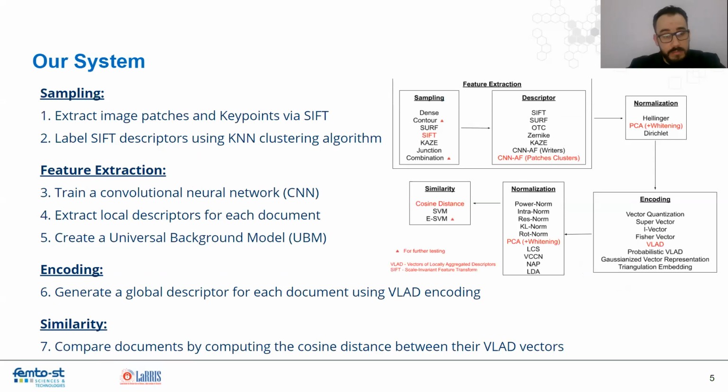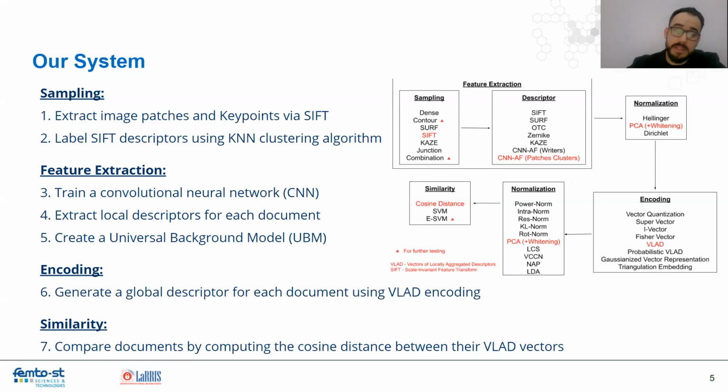So our system consists of the following stages or steps. First, the sampling, where we extract the image patches and the key points via the SIFT algorithm. Based on our research, we tried several algorithms. We found that SIFT is the best because it's invariant to scaling and translation. We will talk about it later. We will talk about each step in detail.